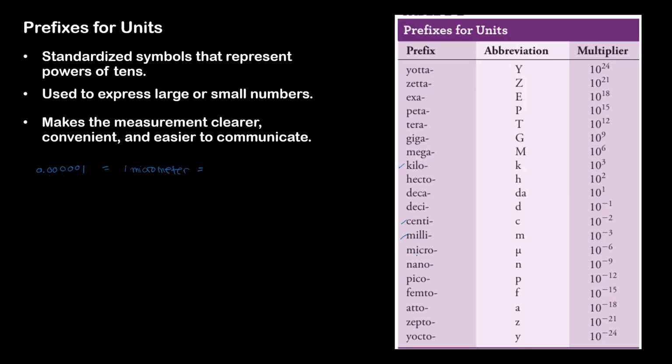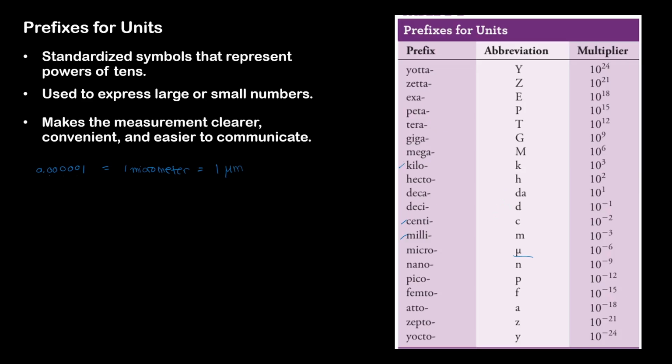1 micrometer, or in its symbol, 1 mu meter. So micrometer is 10 to the negative 6. So this is 1, 2, 3, 4, 5, 6. So the 1 is in the sixth place from the decimal point. This makes our reporting of quantities much easier to communicate, right? Instead of 0.000, you can just say it's picometer, nanometer, or something.